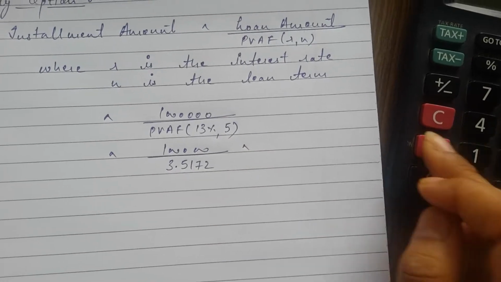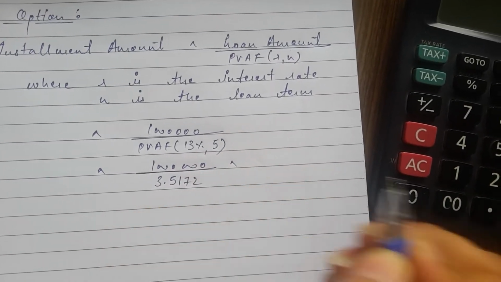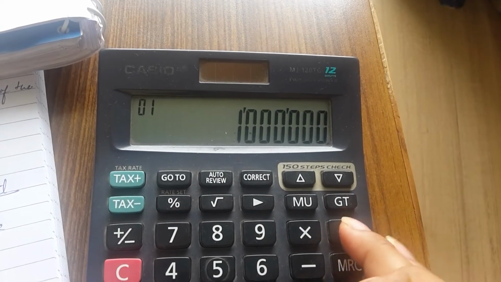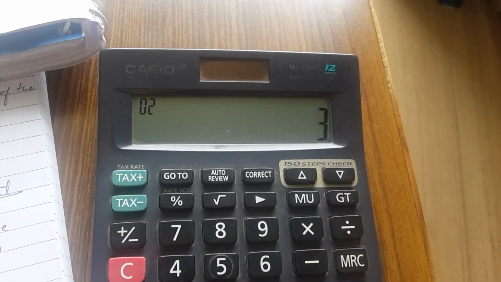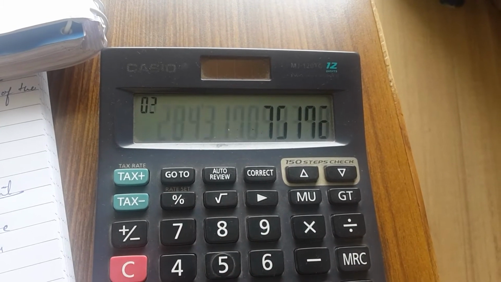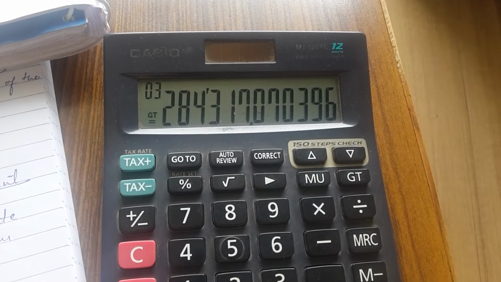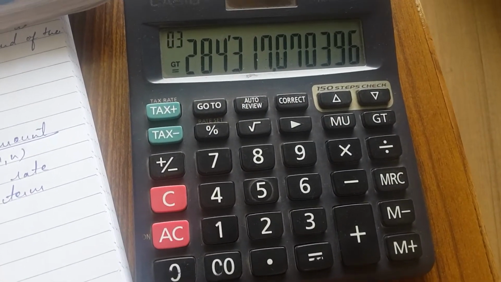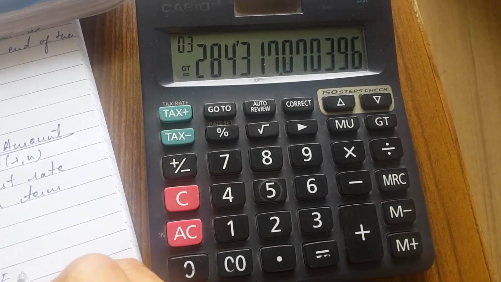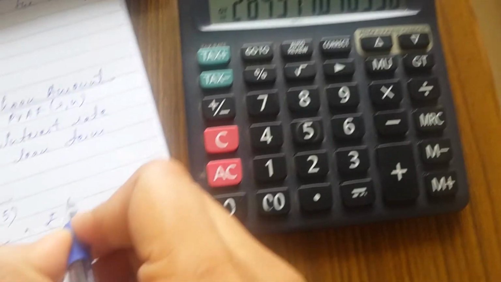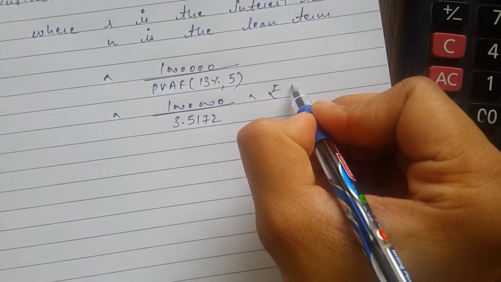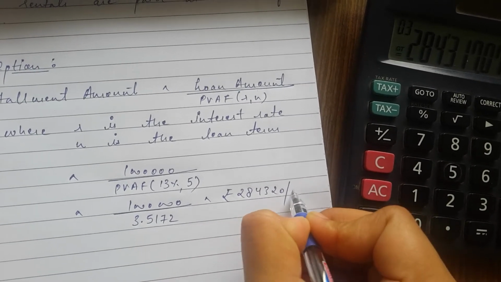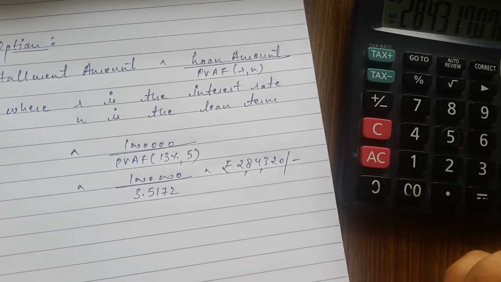So 10 lakhs divided by 3.5172. The answer is 2,84,317. So that is the installment amount. I'm going to round it off and write it as 2,84,320. So that is the installment amount.